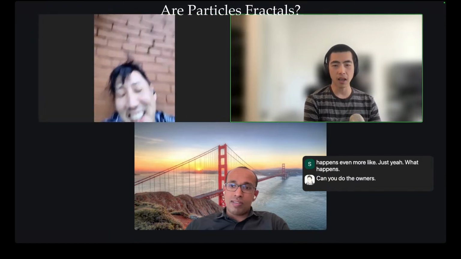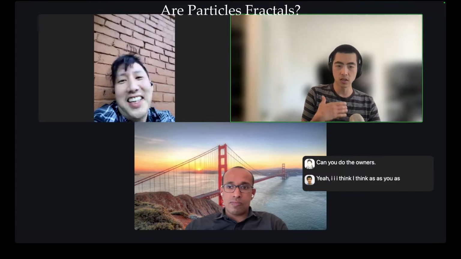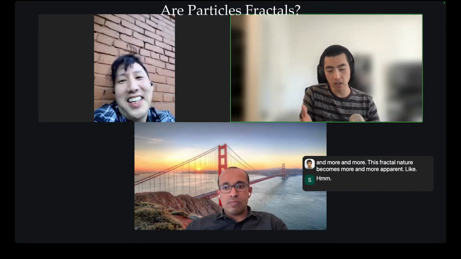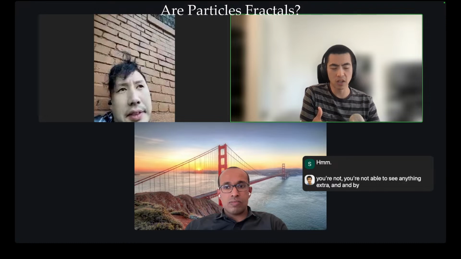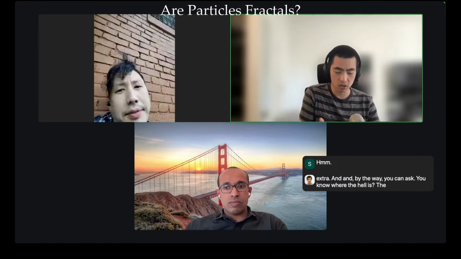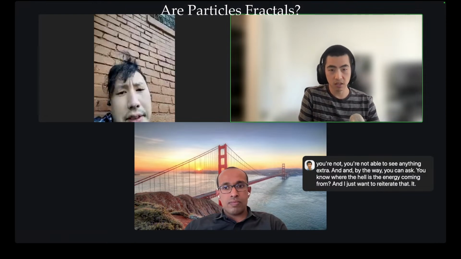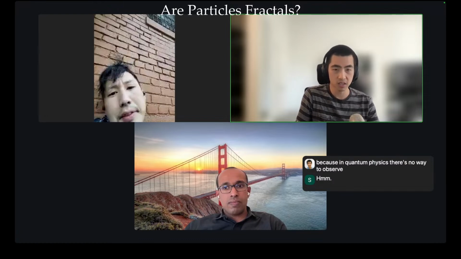Yeah, I think as we mentioned, as you increase the energy more and more, this fractal nature becomes more and more apparent. Initially, when you zoom in, you're not able to see anything extra. And by the way, you can ask, where the hell is that energy coming from? I just want to reiterate that it's coming from the observer itself, basically. Because in quantum physics, there's no way to observe without messing with the system.